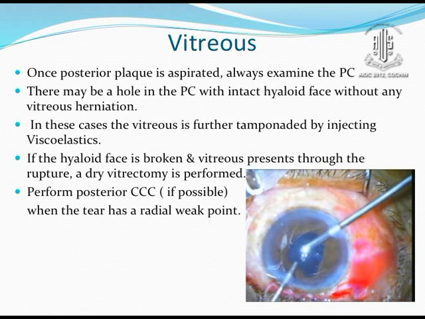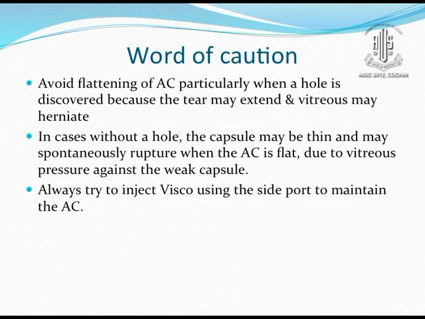If there is a radial tear, a small tear, and if you are able to perform a posterior capsulorrhexis, it is advisable. Avoid flattening of the anterior chamber, particularly when there is a hole, because the tear may extend and the vitreous may herniate. In cases without a hole, the capsule may be thin and spontaneously rupture if the AC is flat due to the vitreous pressure against the capsule. Always try and inject the Visco using the side port to maintain the anterior chamber.